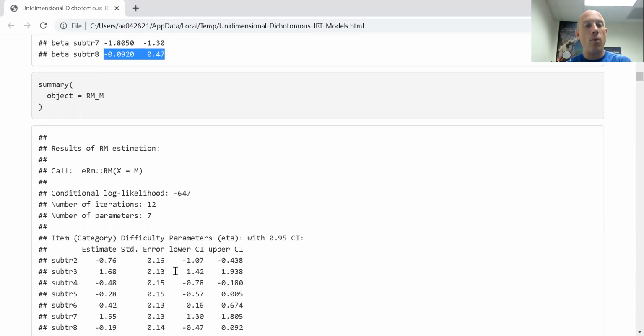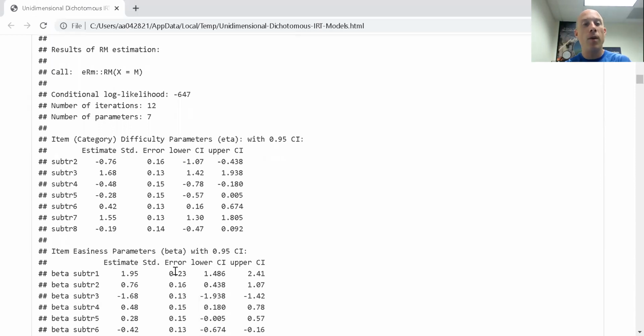And we can go ahead and run summary. So we'll get the conditional log likelihood and number of iterations. Remember, if I have a good model, it usually doesn't take a large number of iterations to converge. If it takes a long time to converge, that's a sign I have a bad model structure for my data. Here, 12 is super low, so I'm happy. And here are the number of parameters.